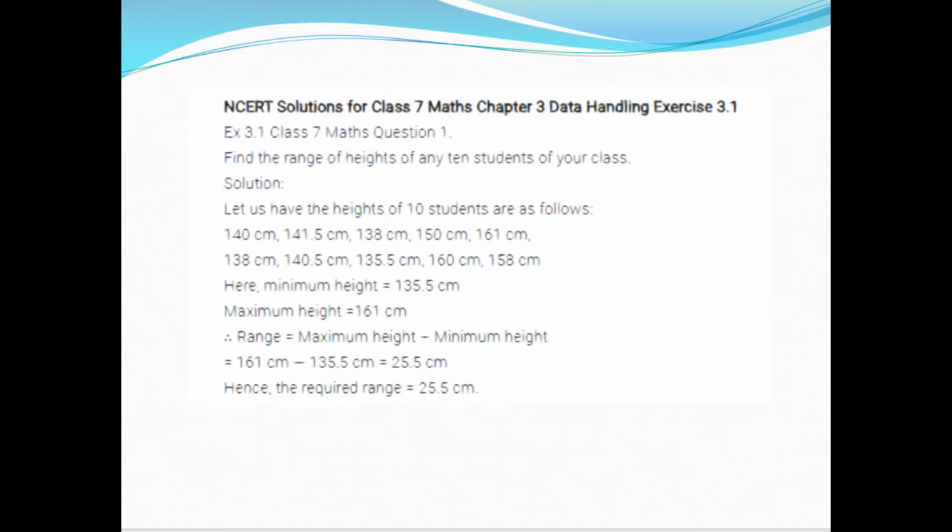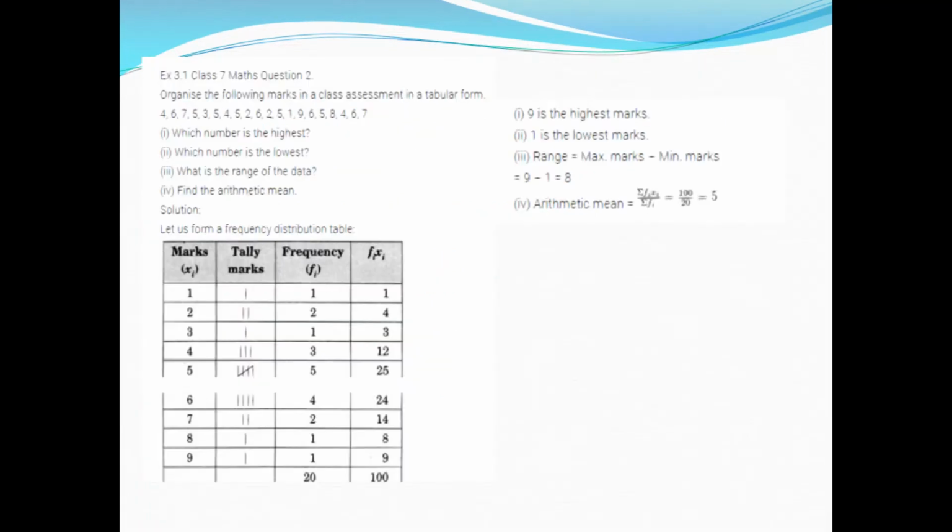In that, we'll first take the minimum height given to us from our data, that is 135.5 centimeter, and we'll find the maximum height, which is 161 centimeter. These both values we get from the data we have collected, and then we need to find the range, which is equal to maximum height minus minimum height, equal to 161 minus 135.5. So we got the answer 25.5 centimeter, which is the required range.